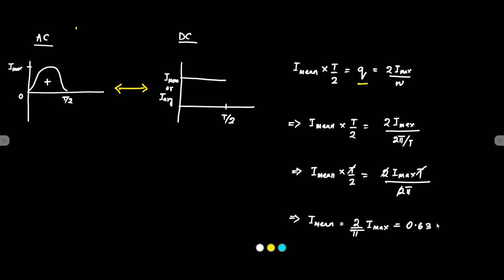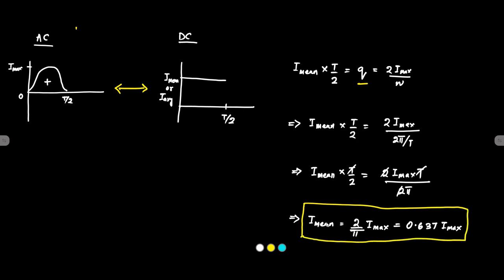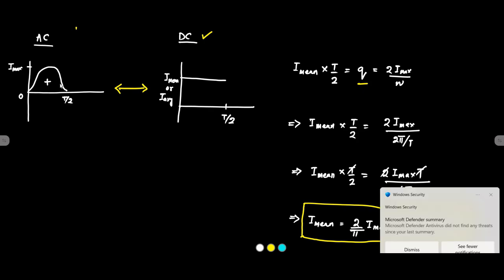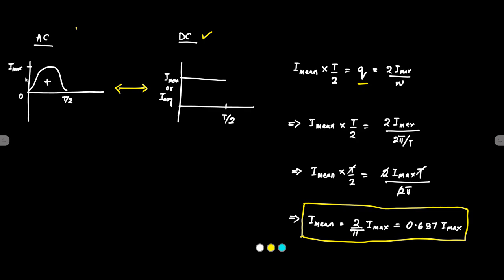2 by pi is 0.637, which was the value we derived earlier. We directly got that value and I showed you that value. Here we have mathematically derived that the equivalent DC value, that is the mean value or average value, is equal to 2 by pi times the maximum value of the alternating current. This is the equivalent DC representation.